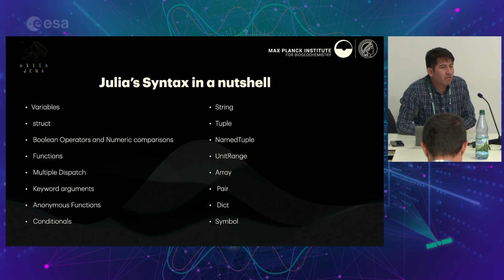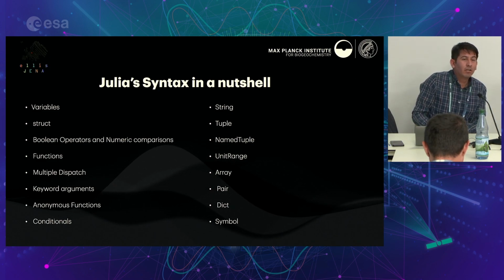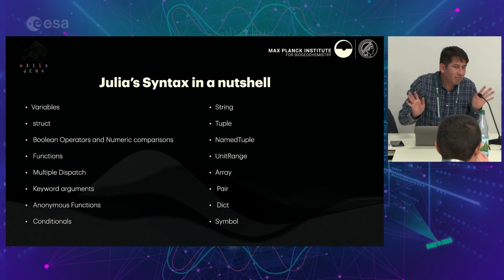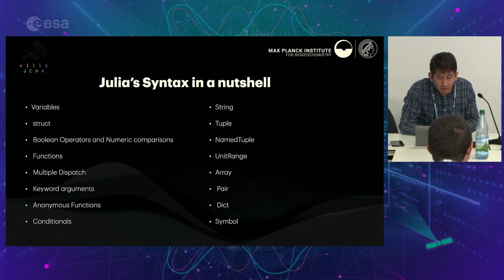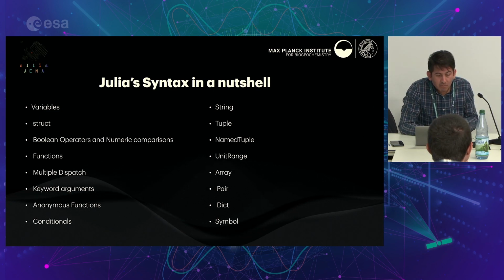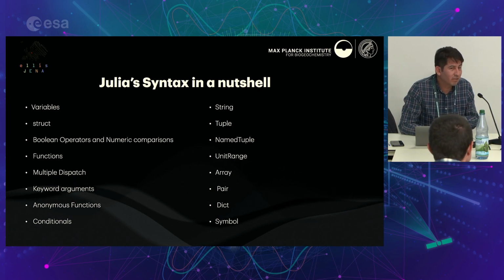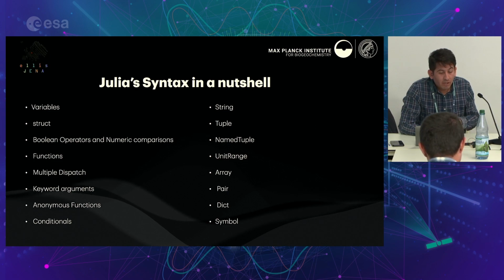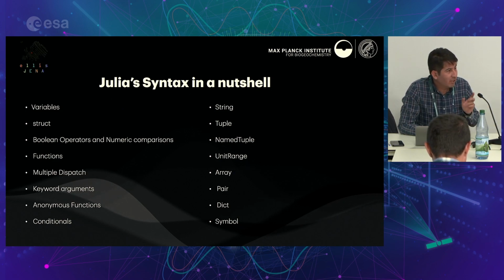So who is not familiar with Julia at all? Barely use it, right? So yeah, this is for those that haven't used Julia at all, and just to get you familiarized with the different components of Julia. So we will explore variables. What is a struct? The struct is similar to classes in Python. How are the Boolean operators used? Functions. Multi-dispatch. Multi-dispatch means just to have the same function doing different things, depending on the input arguments.